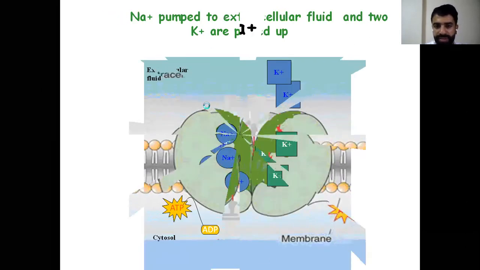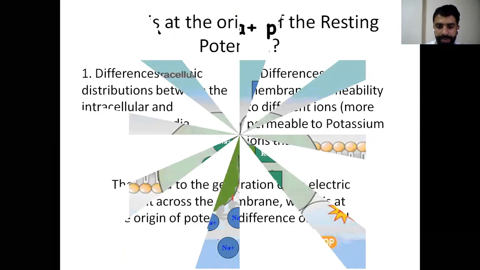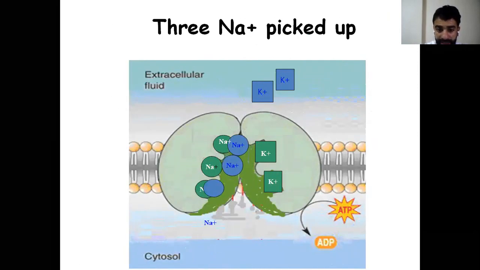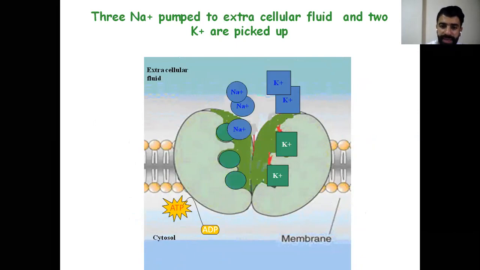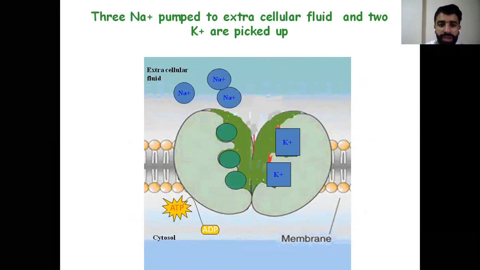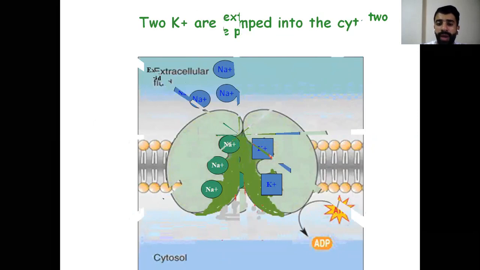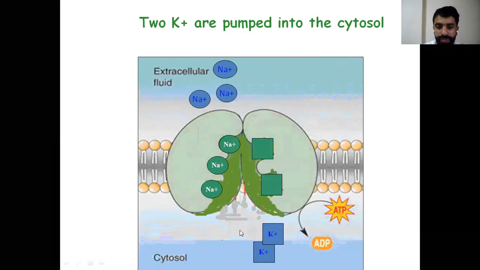Let's repeat this from the beginning. At the beginning, you have 3 Na+ in the cytosol. They move to the positions where they are bound. So 3 Na+ enter, then 2 K+ enter, and 3 Na+ go to the extracellular fluid, and we have 2 K+. So we have 3 positive and we got 2 positive, meaning that we lost 1 positive.